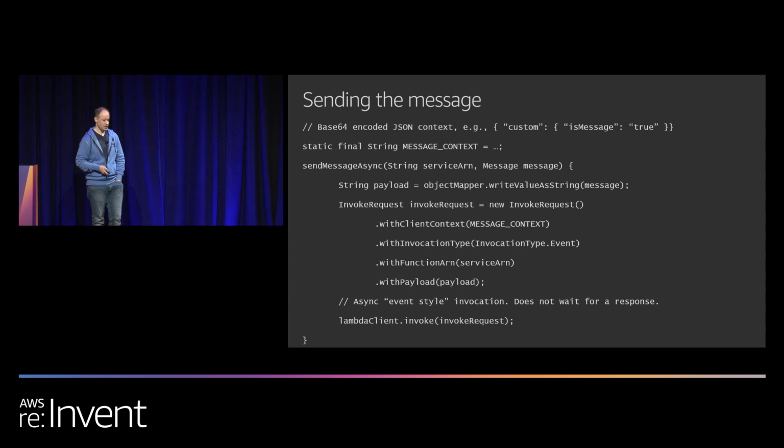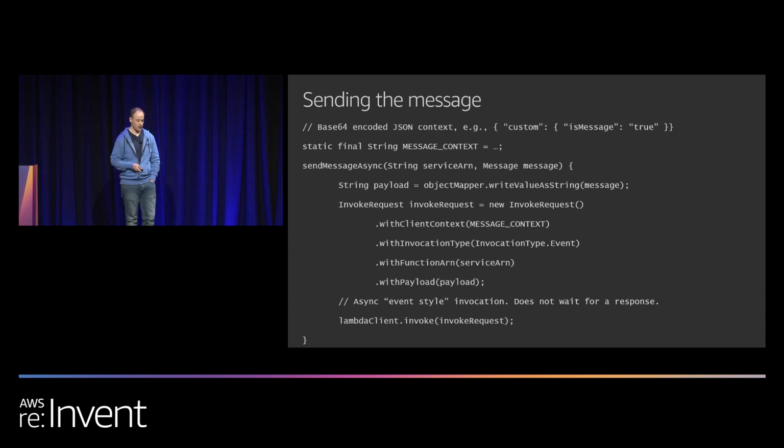So what is send message async doing then? Let's go one level deeper. Send message async takes in your ARN, which is the recipient of your message, and an object that represents your message. And the first thing that we do is serialize it. So in this case, we're taking our message and using whatever your favorite serialization library is to serialize the object into a JSON string. And we begin to build our invoke request that we're going to use to send through Greengrass to the orchestrator.